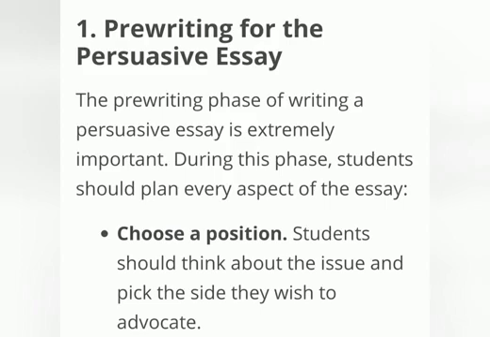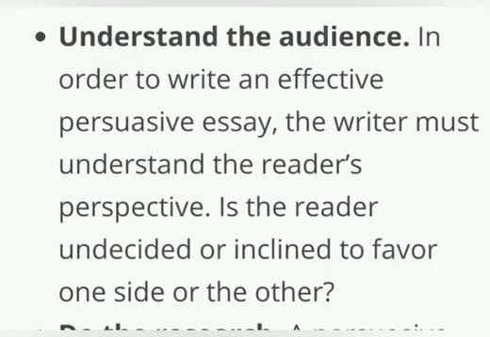Points. Choose a position. Students should think about the issue and pick the side they wish to advocate. Picking a side is the most important. Another point is to understand the audience. In order to write an effective persuasive essay, the writer must understand the reader's perspective. Is the reader undecided or inclined to favor one side or the other? Very important aspect. Who is going to read your essay?